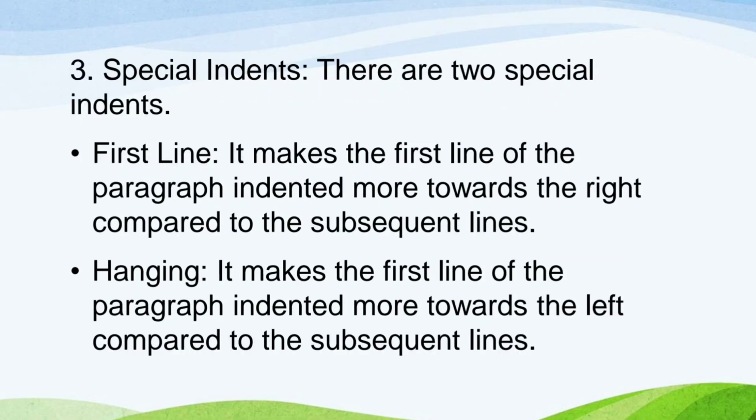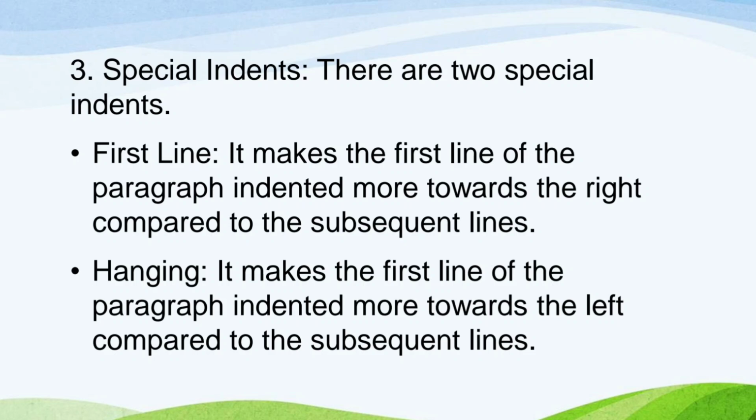Third is special indents. There are two special indents. First is First Line. It makes the first line of the paragraph indented more towards the right compared to the subsequent lines.